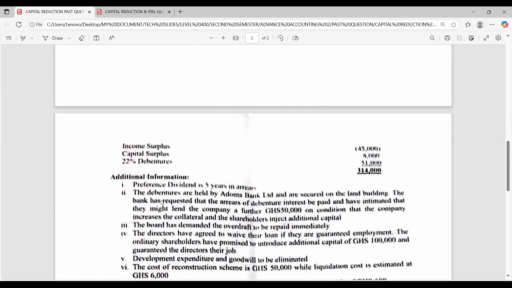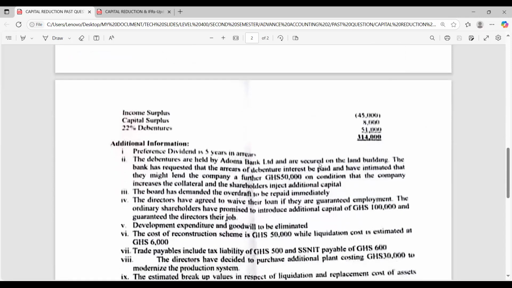Point number 2 says that the debentures are held by Adoma Bank Limited and are secured on the land and building. These debentures are held by a bank. So the bank is the one that gave the debentures, and that debenture has been secured on landed building. So immediately you want to distribute, the first people you need to consider are the debenture holders.